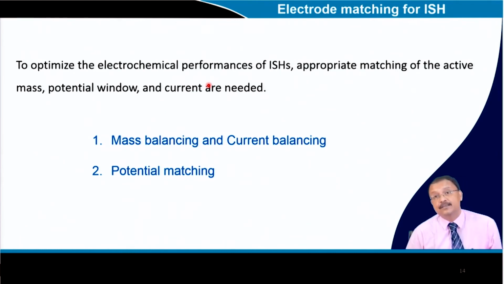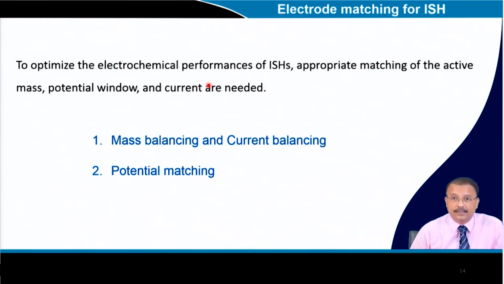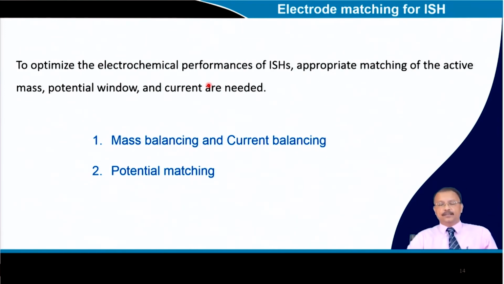You will have to balance the current. So, the first one is mass balancing and current balancing, and the second one is the potential matching. From my earlier description, you have seen how the potential is matched in the case of the supercapacitor. In the earlier lecture, you have seen how the total voltage you can control by controlling the individual capacitance.